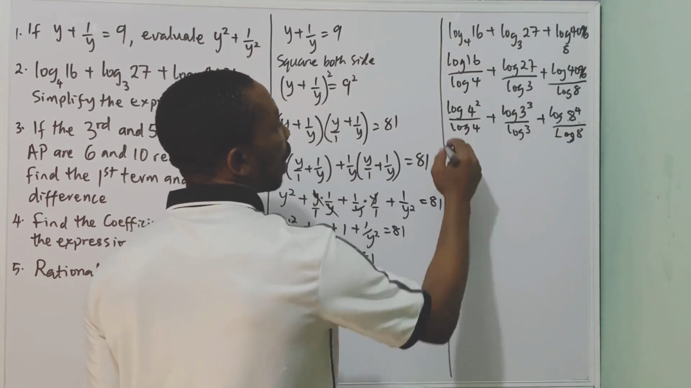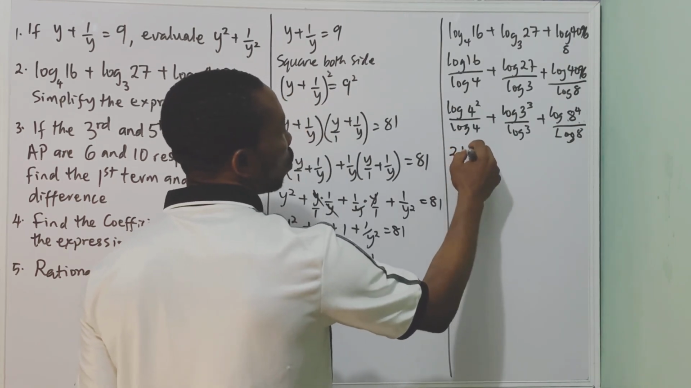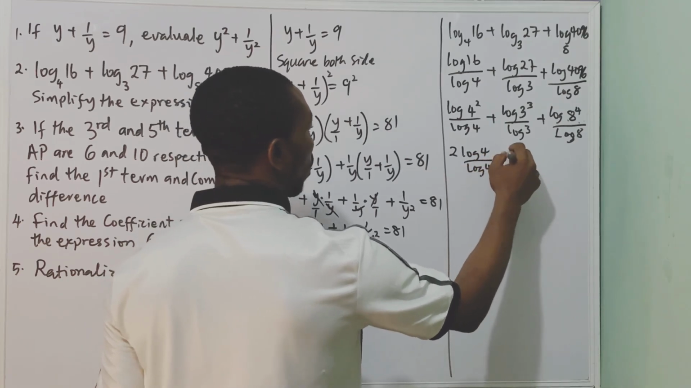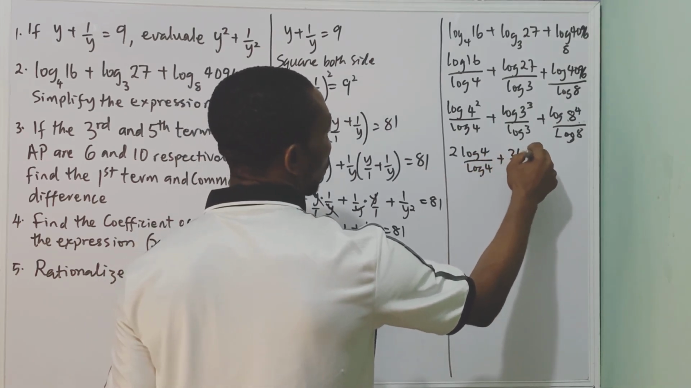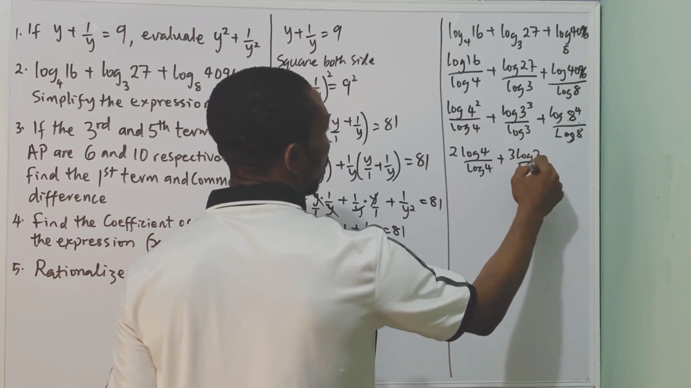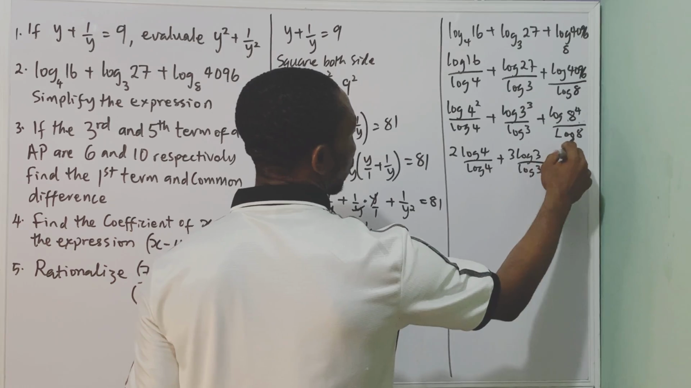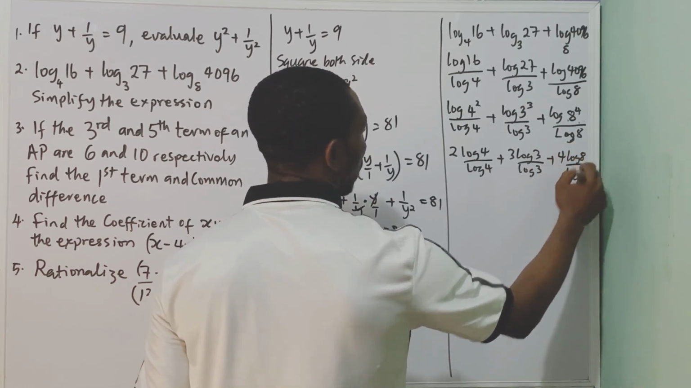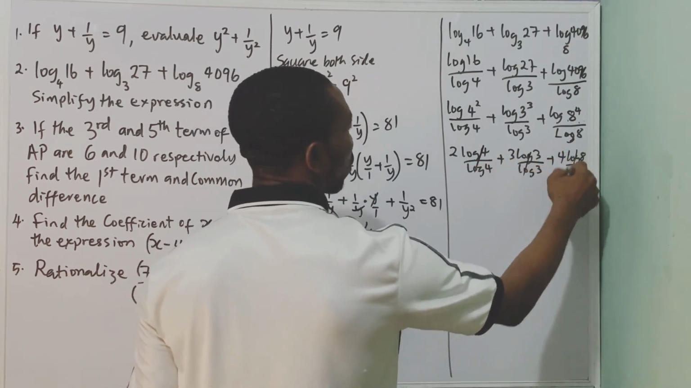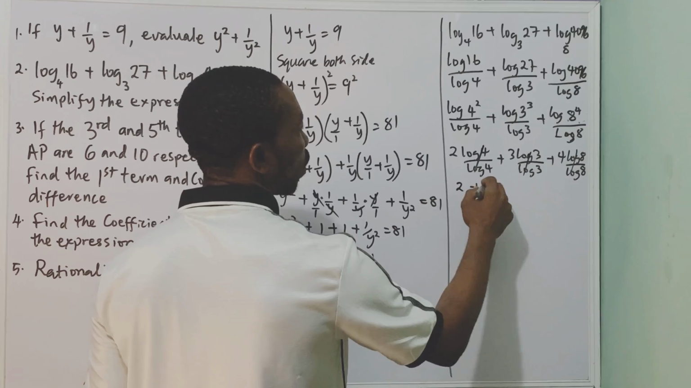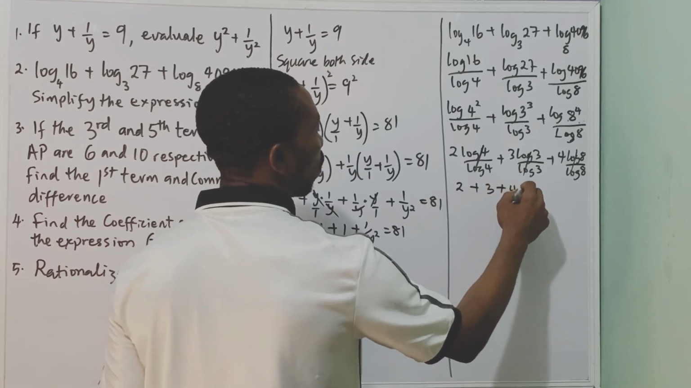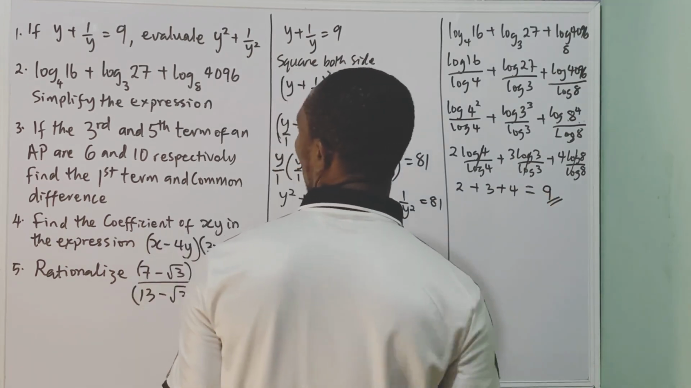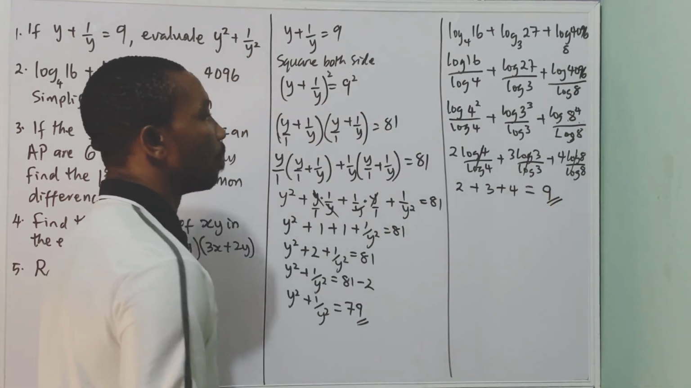Okay, so now this becomes 2 log 4 over log 4 plus 3 log 3 over log 3 plus 4 log 8 over log 8. So these can cancel out, leaving us with 2 plus 3 plus 4. 2 plus 3 plus 4 gives us 9. So our answer would be 9.